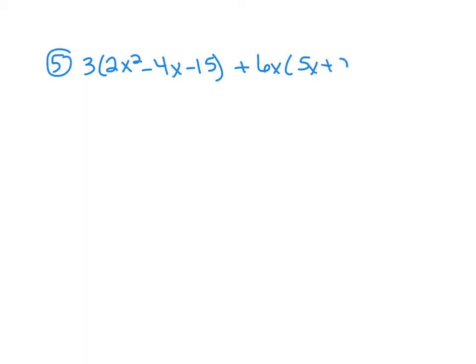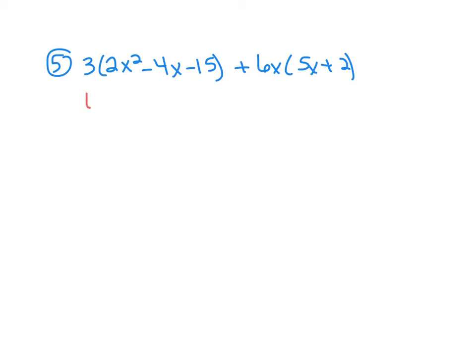All right, let's try this one. Number 5: 3 times 2x squared minus 4x minus 15 plus 6x times 5x plus 2. See if you can work this out and get this one in the correct final order. Let's see how you did.